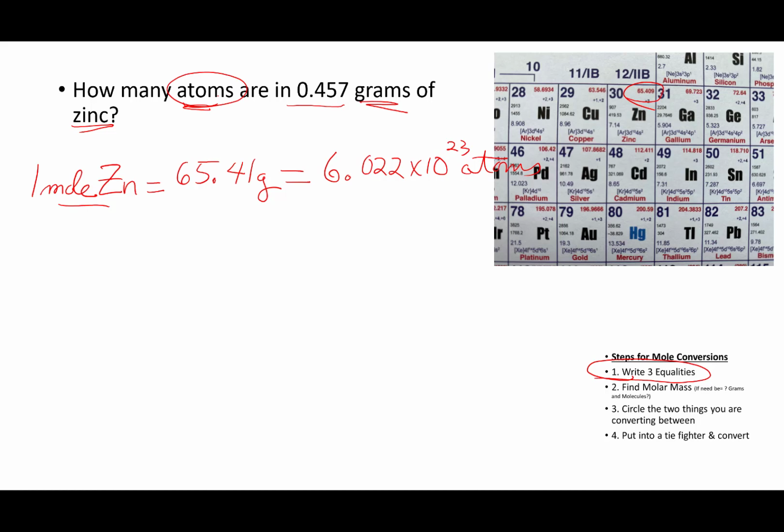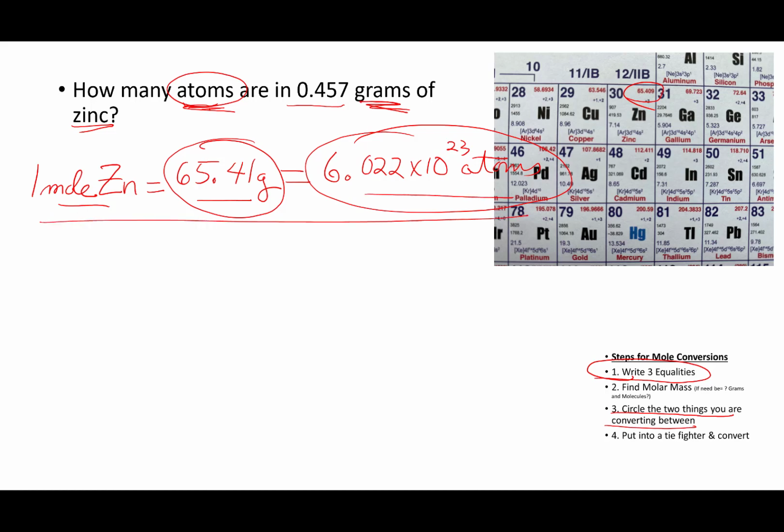And the next thing I'm going to ask you to do is circle the two things you're converting between. Well, I want to convert between grams and atoms. This is my number in grams, and this is my number in atoms. So these are the two parts of this whole statement that I'm going to use as my conversion factor. I'm going to set up my TIE fighter, set up my conversion like we've done many times before.